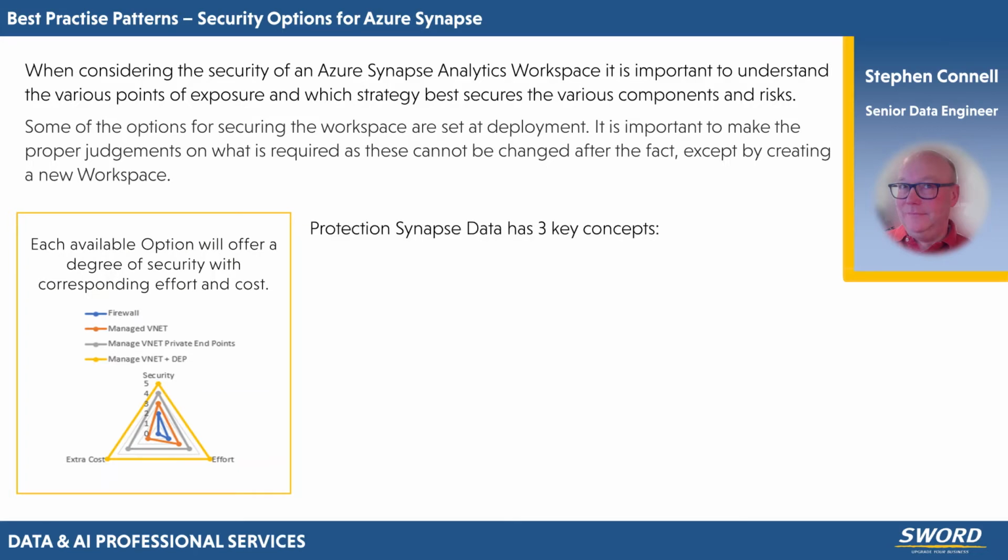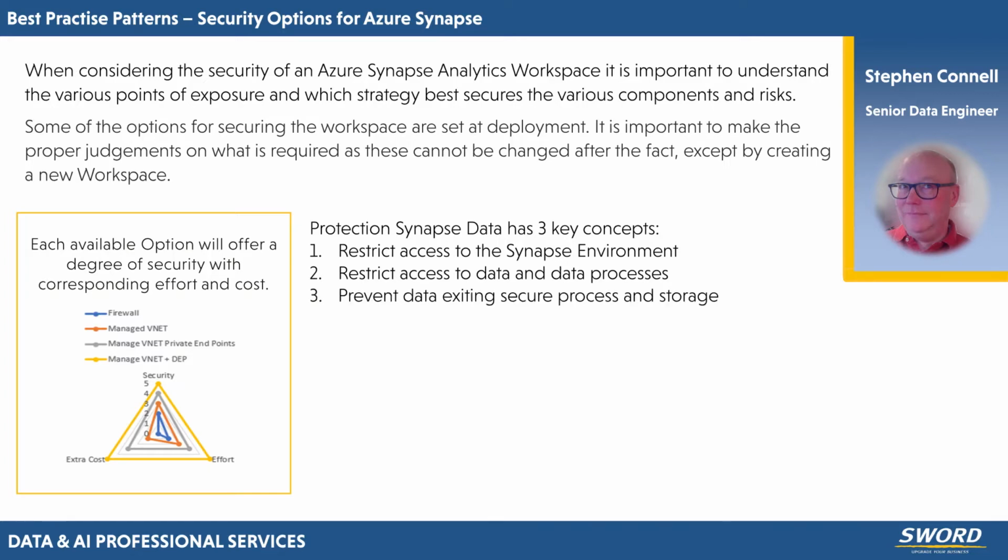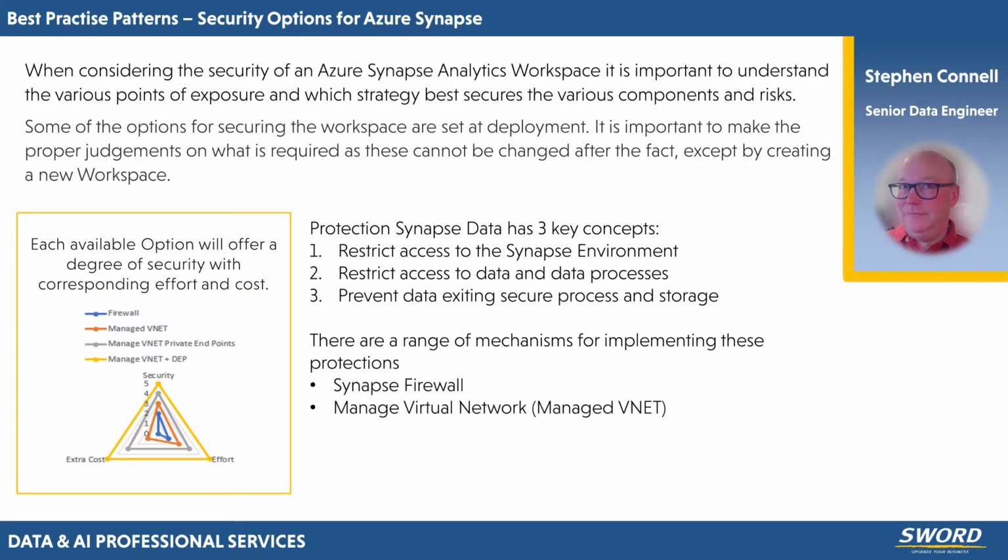Protection of Synapse data has three key concepts. 1. Restrict access to the Synapse environment. 2. Restrict access to data and data processes. And 3. Prevent data exiting a secure process and storage. There are a range of mechanisms for implementing these protections: a Synapse firewall, a managed virtual network or managed VNet, networking restrictions, and data exfiltration protection, or DEP. Additionally, user security and RBAC is applied to Synapse and the data lake storage.